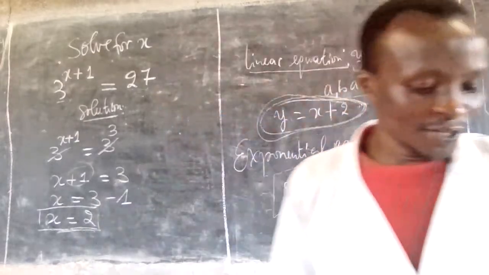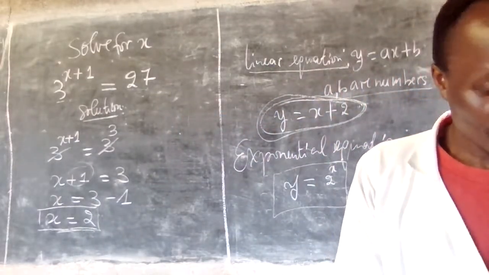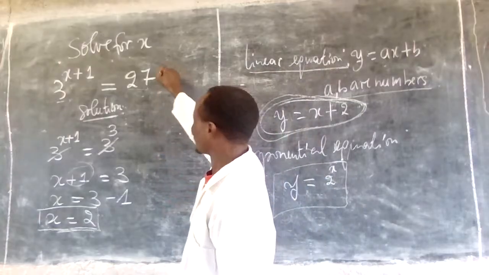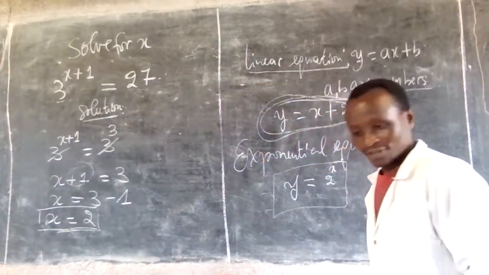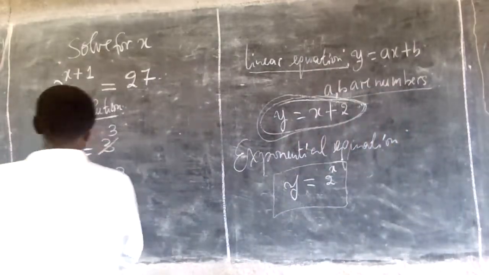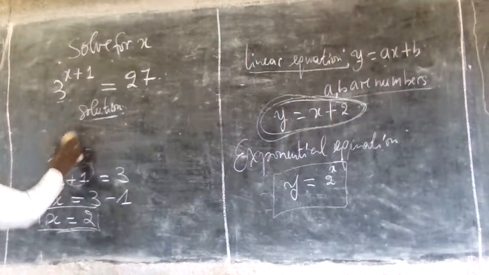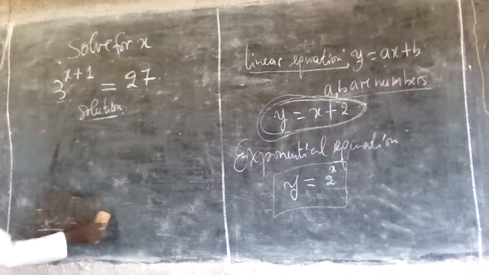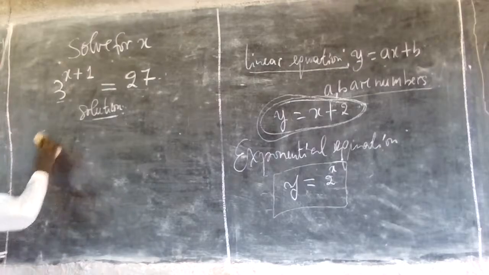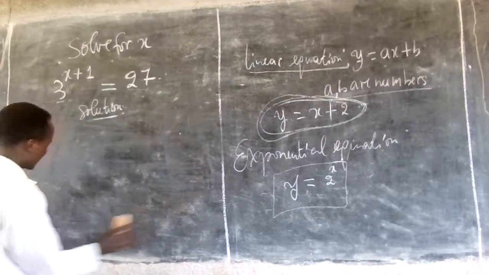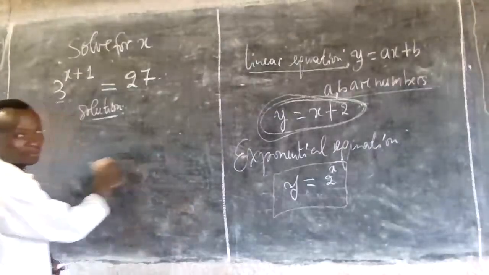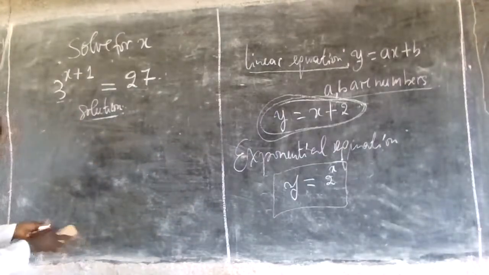Now let us continue by showing you another way of solving this exponential equation. This was the first method. You have to choose a good method among the two methods that I'm going to show you. It was the first one. Now the second method.